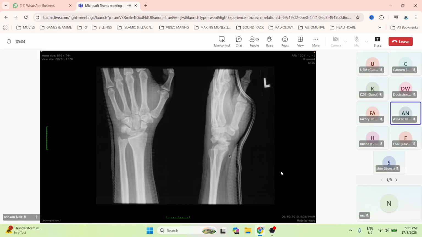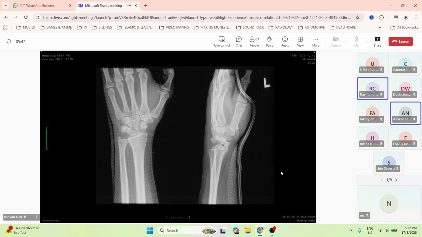Okay, so that is the radius. That is the lunate sitting on top of the radius. So the lunate is not dislocated. The capitate should be sitting on top of the lunate. There should be radius, lunate, capitate, and the metacarpal all in one row. But now the capitate is gone back. So is this lunate or perilunate? It's a perilunate dislocation. Just look at the lunate: lunate is sitting on the radius means it's not a lunate dislocation.